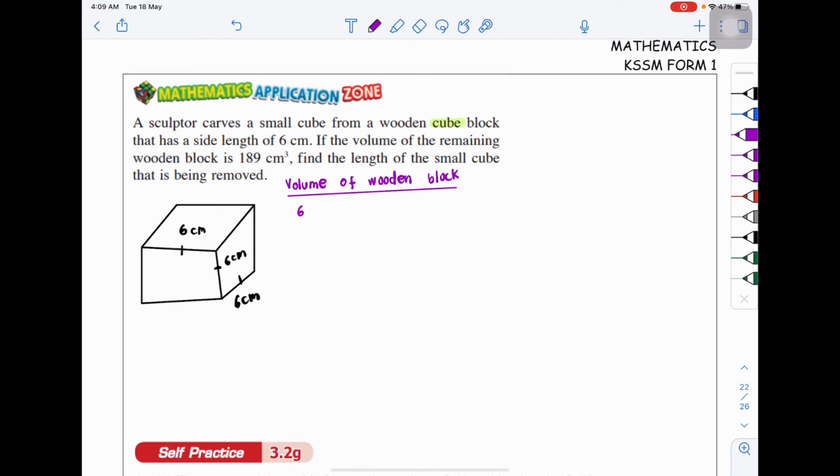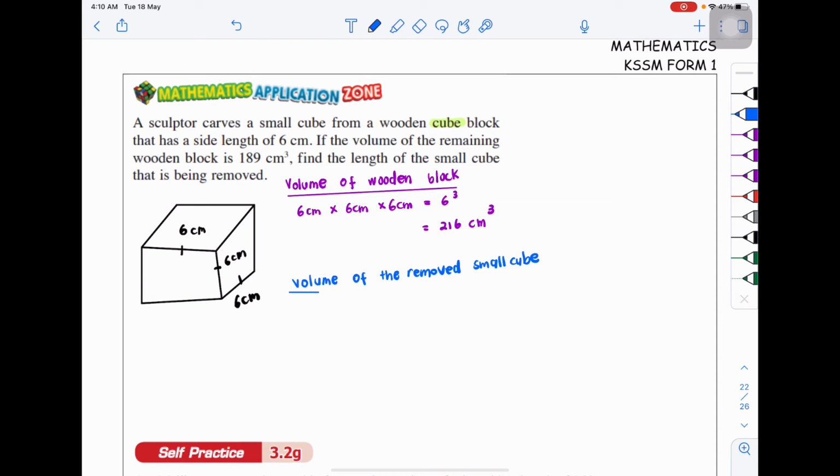Okay, so we have 6 centimeter times 6 centimeter times 6 centimeter. So we have 3 times. So this is actually equal to 6 to the power of 3. 6 to the power of 3 is equal to 216 centimeter cube. So that is the volume of the wooden block. Next, we want to find the volume of the removed small cube.